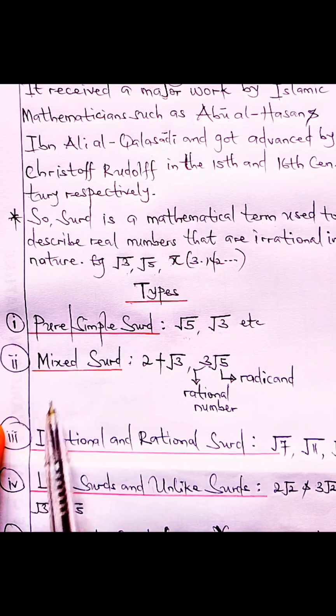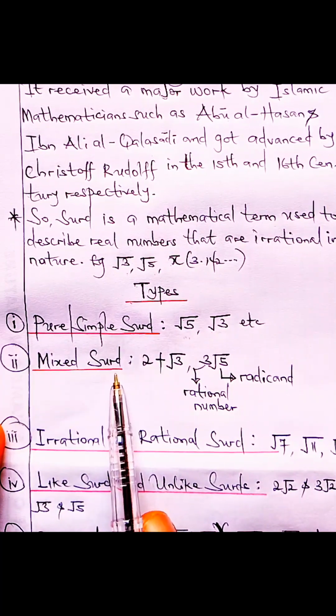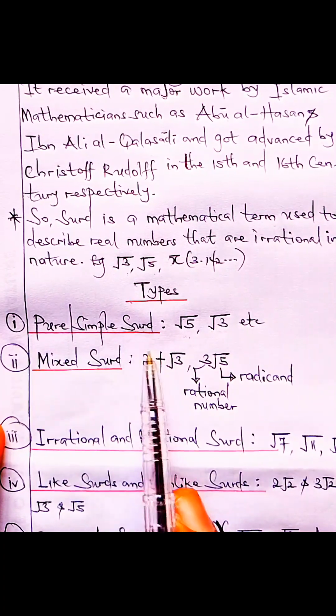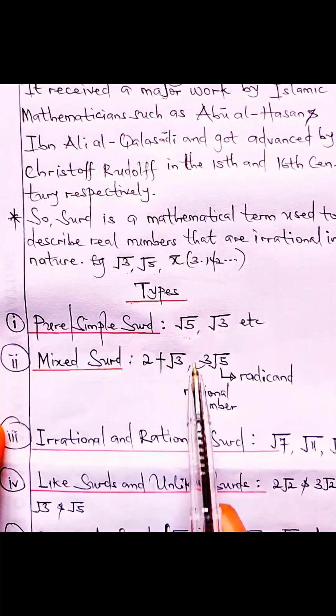The next we have is mixed surd. We call this mixed surd because one part of it is rational and the other part of it is irrational.